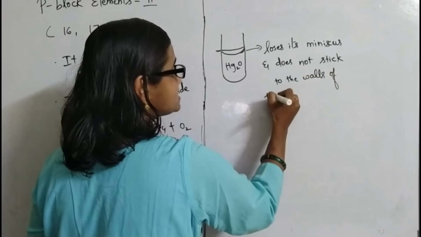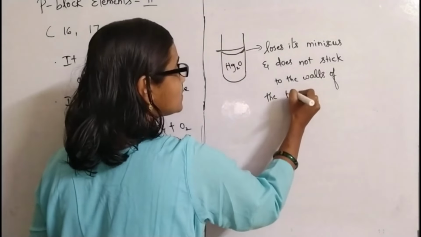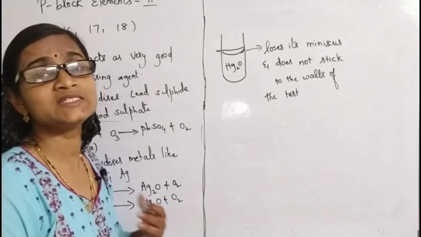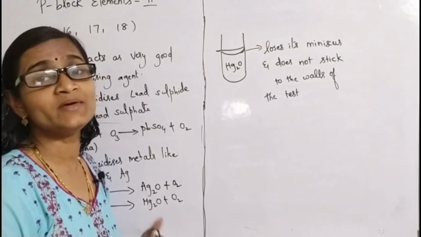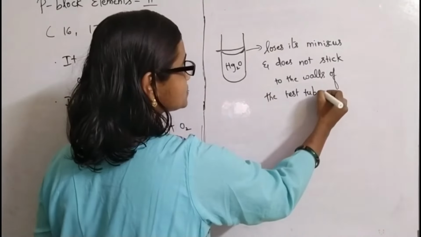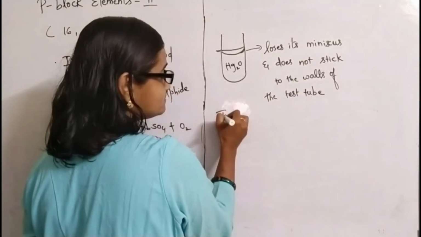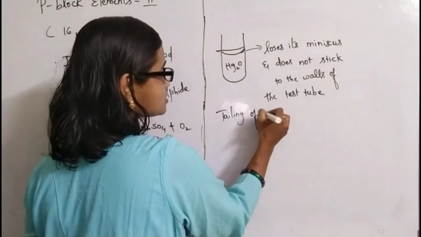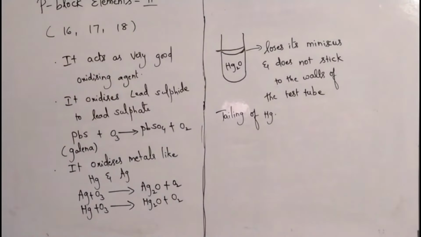And this phenomenon, you call it as what? Tailing of mercury. You might have heard. This phenomenon of not sticking to the walls of the test tube is called tailing of mercury. Sometimes they ask this in the EAMCET questions.